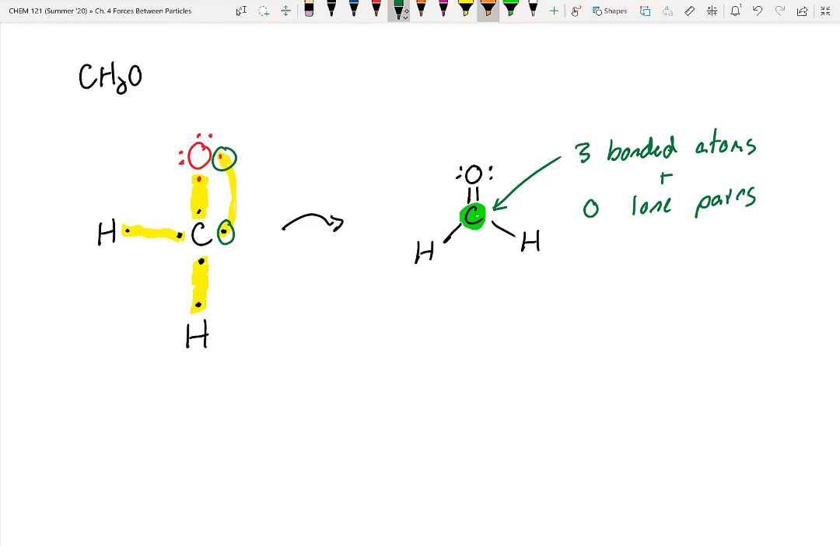So from this, we should be able to determine the molecular geometry and the electronic geometry. What do you think it might be? Trigonal planar. Yep, trigonal planar, exactly. And because there's no lone pairs, the electronic geometry and the molecular geometry are going to be exactly the same.